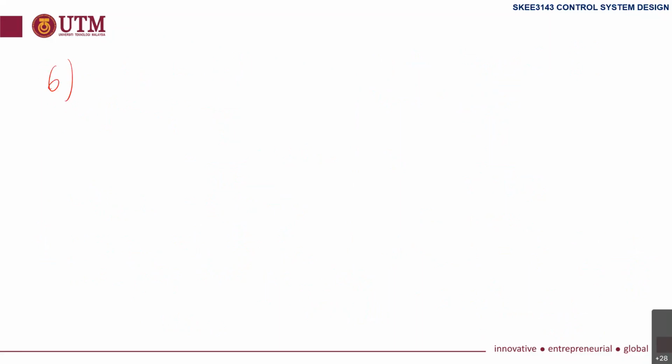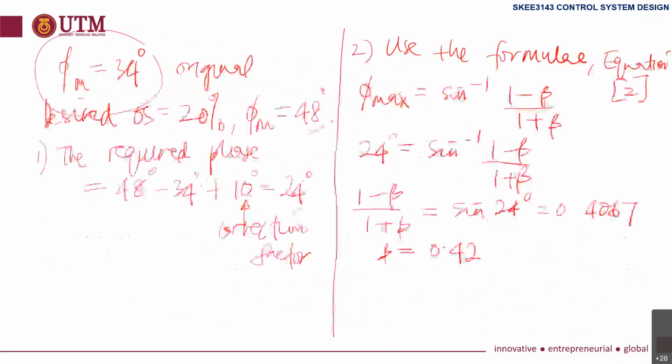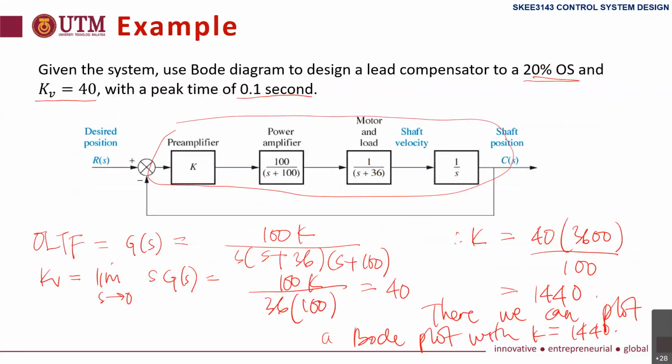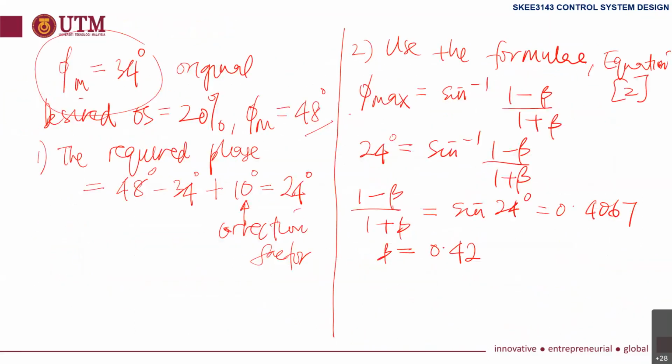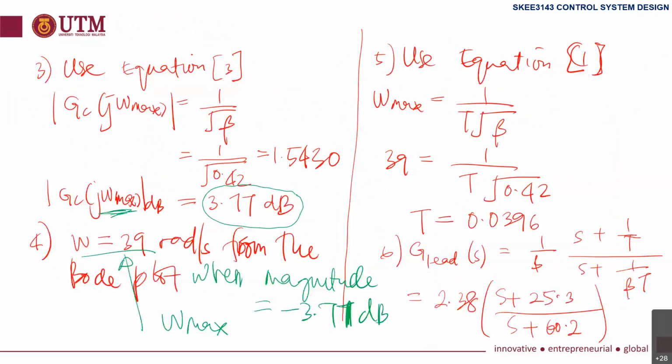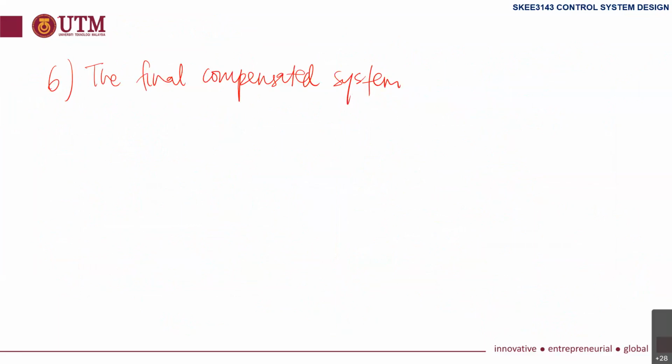Finally, number 6. Finally, we want the final compensated system. We have, Doctor, number 7, right? Final step, number 7. Number 6? Earlier 5, 6, and then 7. The final step that Doctor wrote. Oh, 7. Okay.